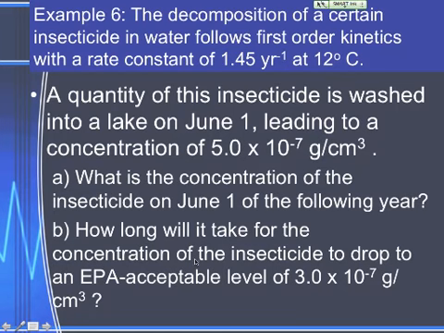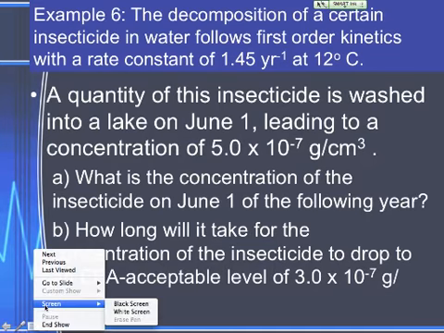Here's another example of how we might be asked a question regarding kinetics. The decomposition of a certain insecticide in water follows first order kinetics with a rate constant of 1.45 per year at 12 degrees Celsius. So, assuming that the lake temperature is fairly constant throughout the year, we need to know what's the concentration of the insecticide on June 1st of the following year.